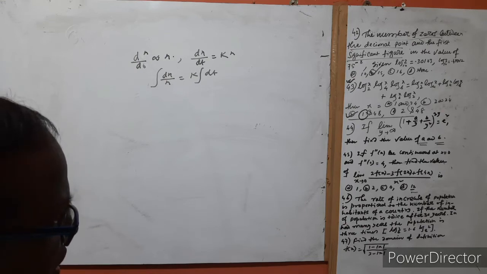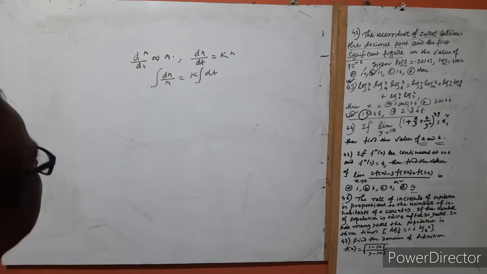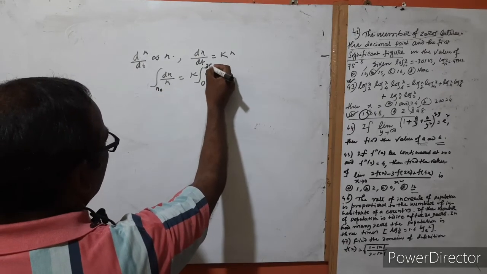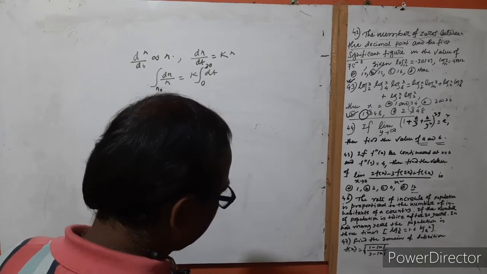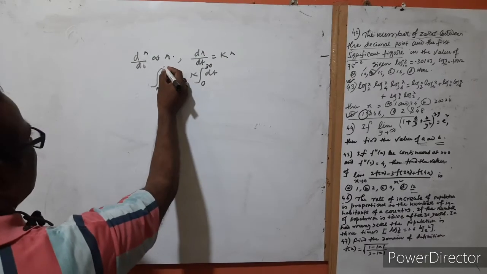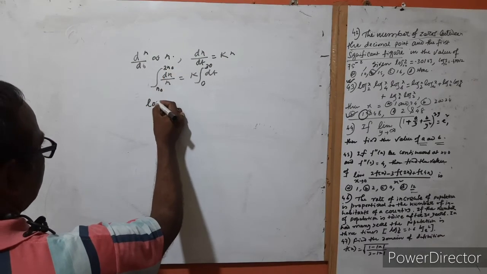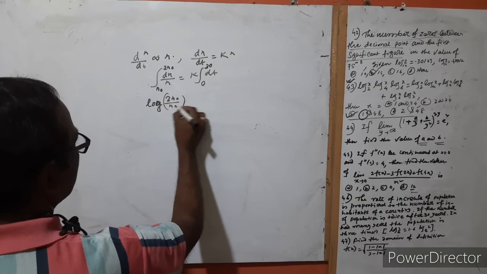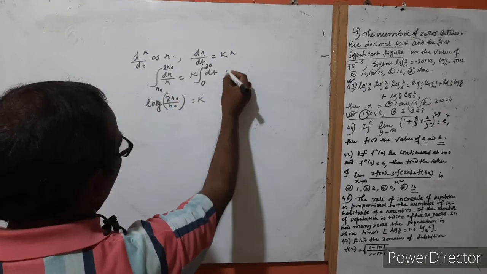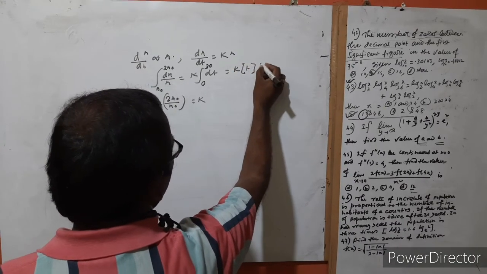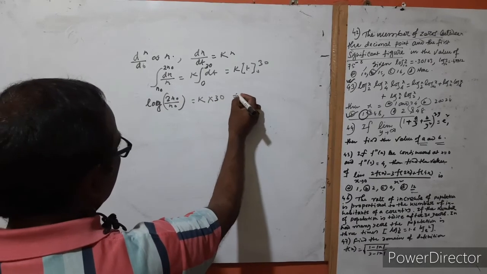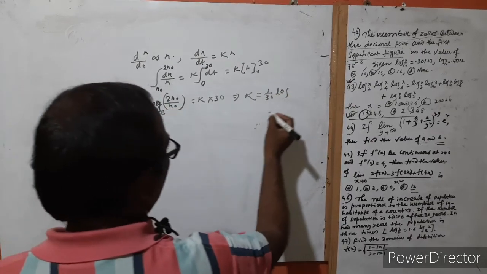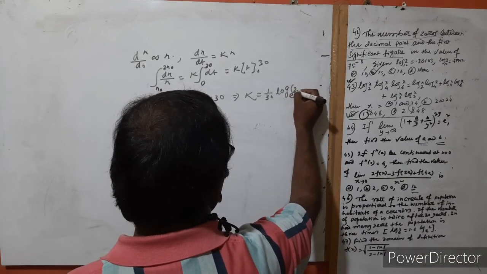Given that the number of population is twice after 30 years. If at 0 it is N naught, after 30 years the population will be twice N naught. Log of 2N naught by N naught is equal to k times t from 0 to 30, which is 30. So therefore k is equal to 1 by 30 into log 2 to the base e.